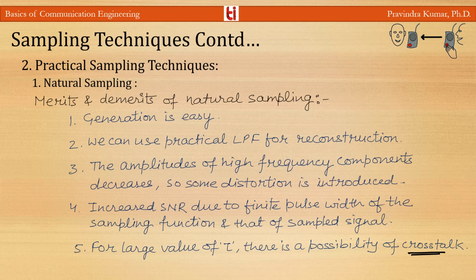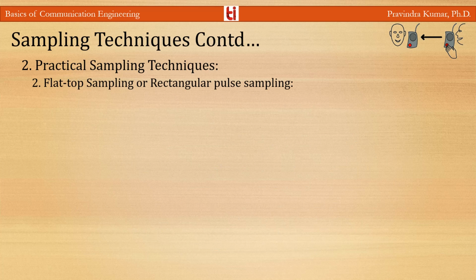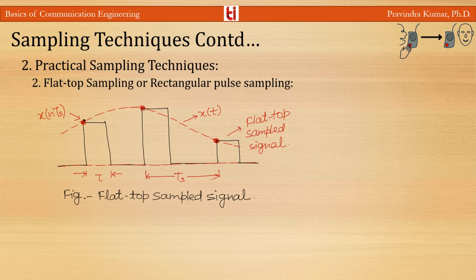Now we will discuss flat top sampling or rectangular pulse sampling. Natural sampling is rarely used in practice. Instead, the other sampling technique known as flat top sampling is used in practice. In the flat top sampling technique, the top of the sample remains constant and is equal to the instantaneous value of the baseband signal x(t) at the start of the sampling. So at the start of the sampling we will have the sample, and this amplitude remains constant during the duration of the pulse.